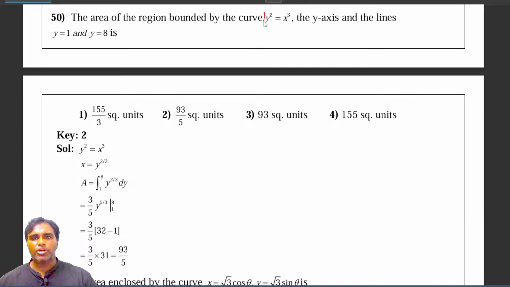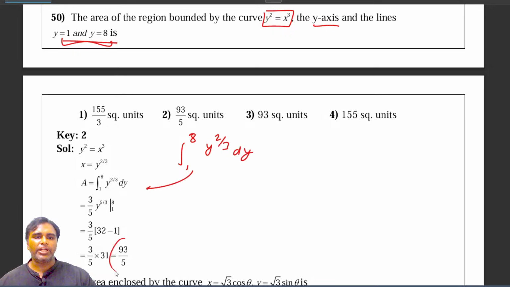Let's come to 50. Area of region bounded by y square equals to x cube, y axis, and the line 1 to 8. We are on y axis, so we have to find the value of x. Value of x is y to the 2 by 3, dx dy. Simple, integrate it, you will get answer as 93 by 5. Many times I told, whenever it is value of y in the limit, take the value of x from the curve. If it is value of x, take the value of y from the curve. Clear so far? 50 answer is what? B. 50 answer is B.